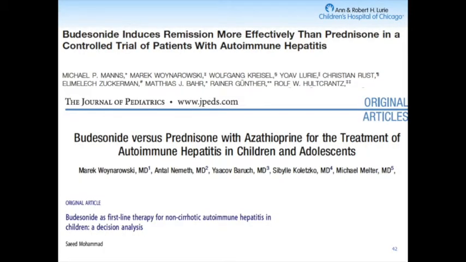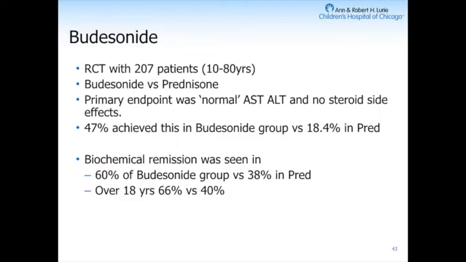Talking a little bit about budesonide, there's really only one randomized controlled trial on budesonide. There are a lot of case reports of people having used it and it working, and some saying that it doesn't work. This one had 207 patients, and they wanted to see normal AST and ALT without steroid side effects. So they saw 47% achieve this in the budesonide group, and only 18% in the prednisone group. I'd say one problem with this is if you say you don't want steroid side effects, the people who are on prednisone are going to have steroid side effects, so you're sort of biasing your results there.